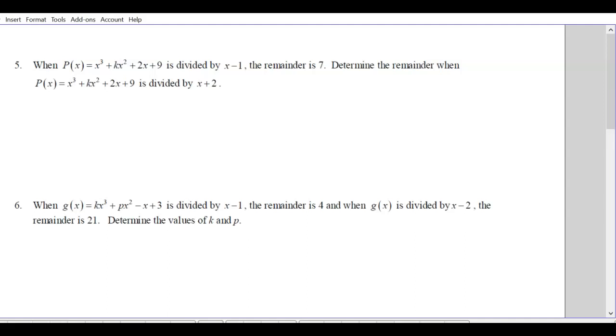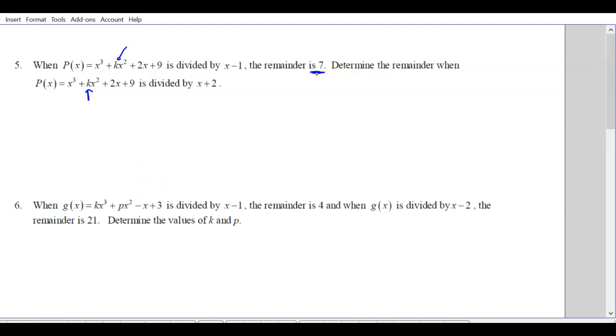Okay, so when p of x is divided by x minus 1, the remainder is given to you, 7. Determine the remainder when p of x is divided by x plus 2. Well, the problem is we don't know all the coefficients, right? So we don't know what k is. So you can't just substitute negative 2 in there and get the remainder because you have a k. But you're told the remainder here, so you can solve for k and then use it.